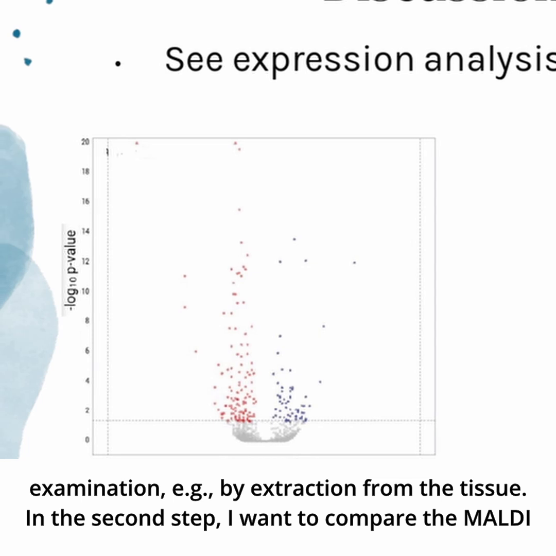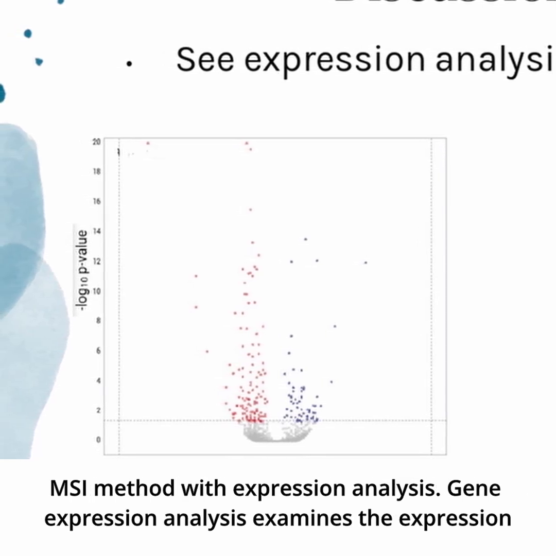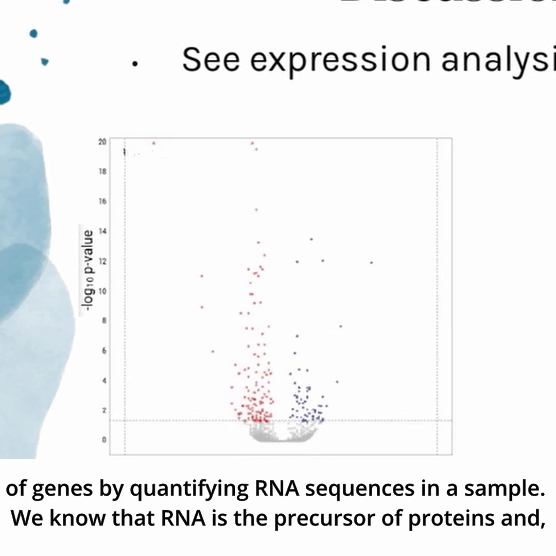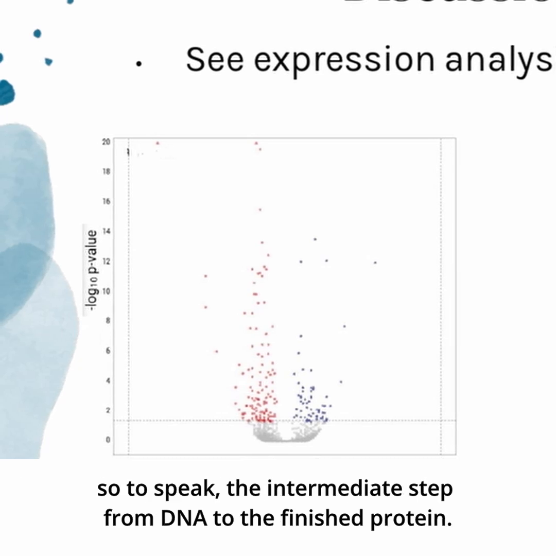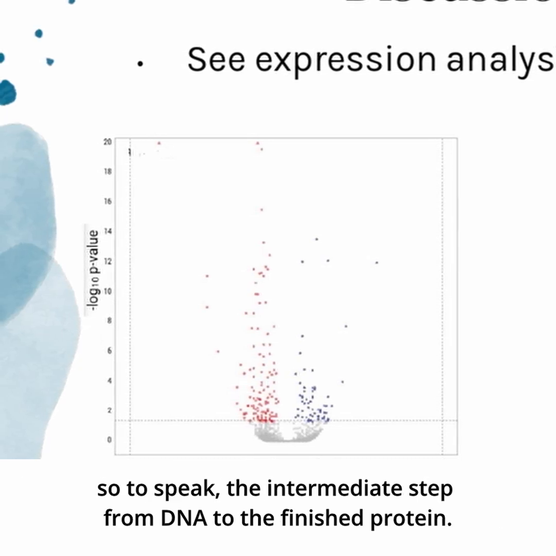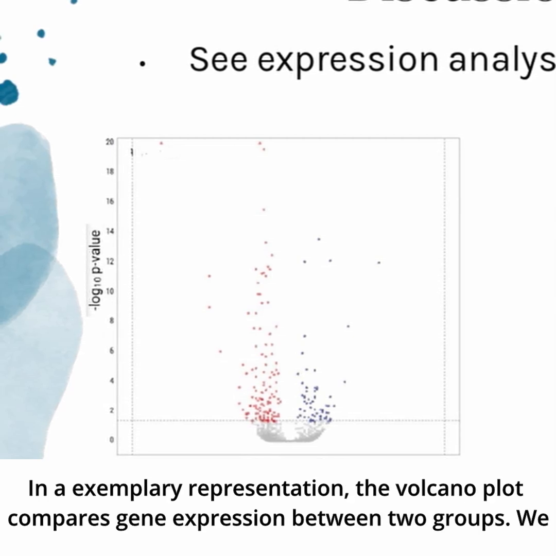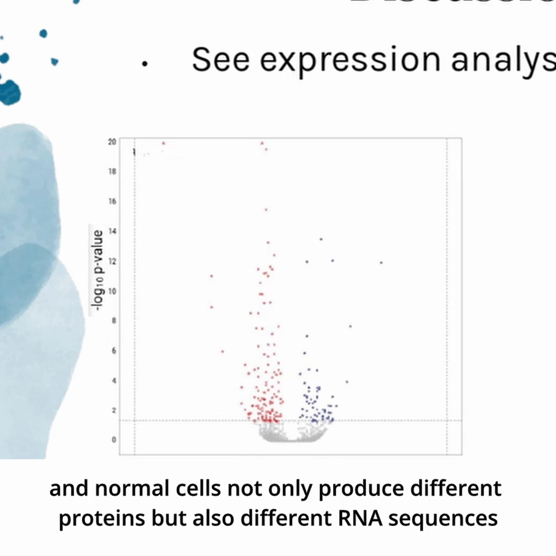In the second step, I want to compare the MALDI MSI method with expression analysis. Gene expression analysis examines the expression of genes by quantifying RNA sequences in a sample. We know that RNA is the precursor of proteins and, so to speak, the intermediate step from DNA to the finished protein. In an exemplary representation, the volcano plot compares gene expression between two groups. We may be interested, for example, in comparing tumor cells and normal cells, as tumor cells and normal cells not only produce different proteins, but also different RNA sequences beforehand.